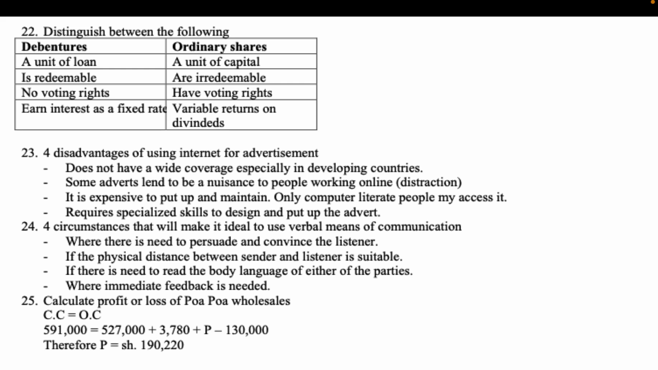4 circumstances that will make it ideal to use verbal means of communication. Where there is need to persuade and convince the listener. If the physical distance between sender and listener is suitable. If there is need to read the body language of either of the parties. Where immediate feedback is needed. Calculate profit or loss of POA wholesalers.